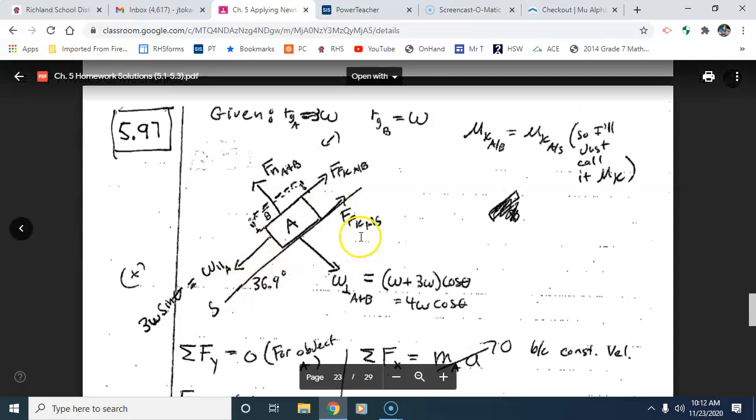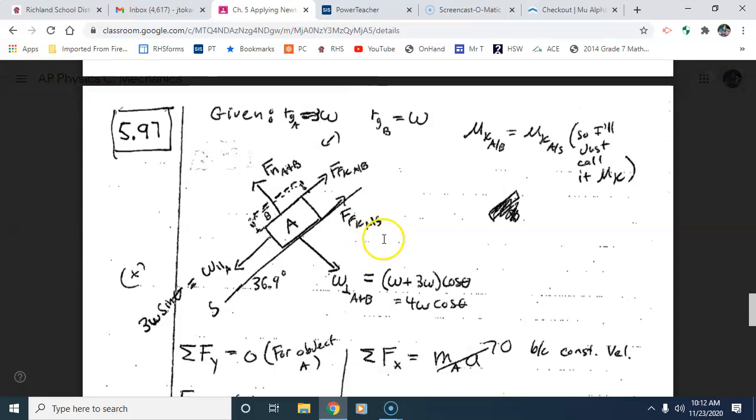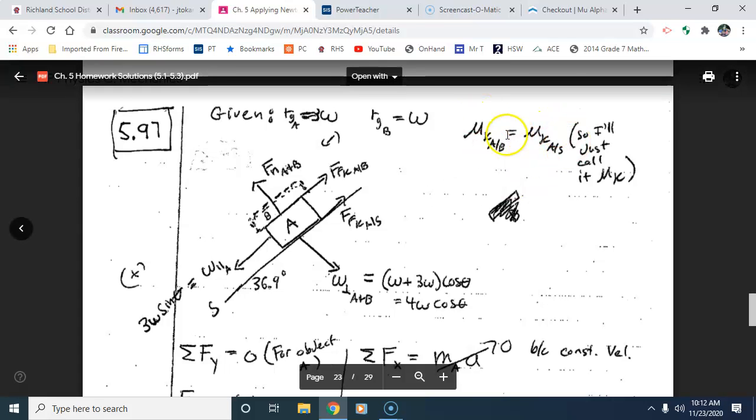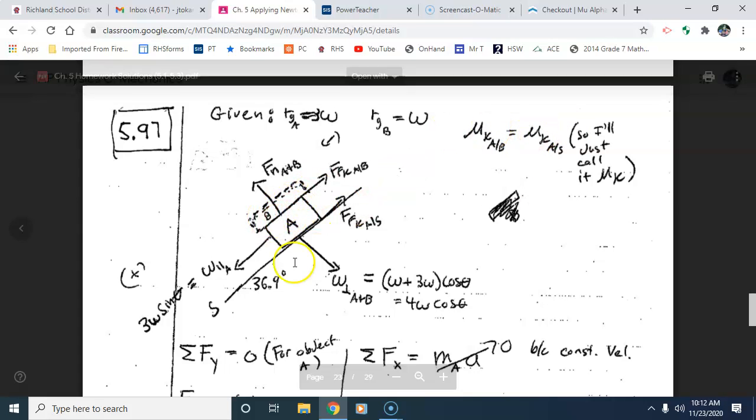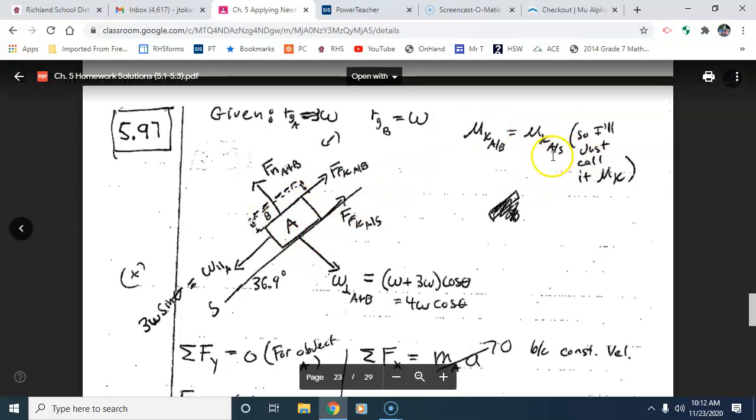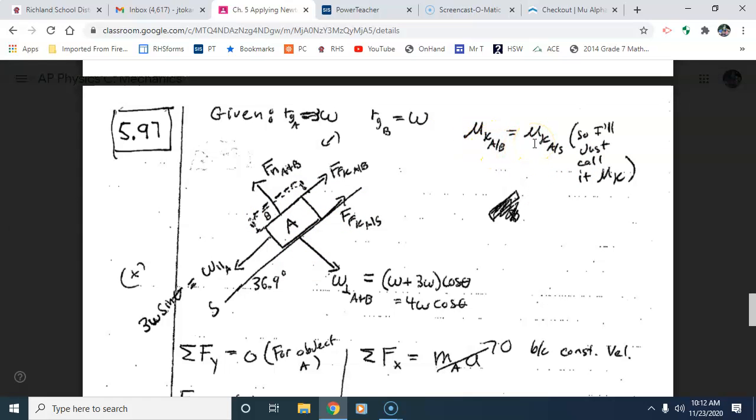We have the kinetic friction between block A and the slope, which they define as S, and then between the two blocks A and B up here. In part B, it says if the coefficient of kinetic friction is the same between A and B and S and A, determine its value. So I wrote that down up here. That means the mu between here and here and here and here are the exact same value. Therefore, I'm just going to use mu K without subscripting it anymore, since it's the same between both.